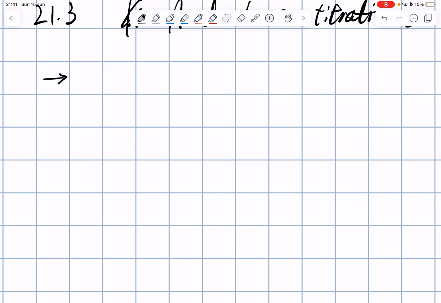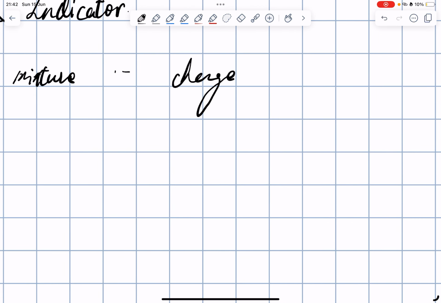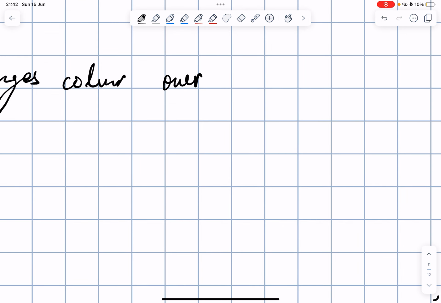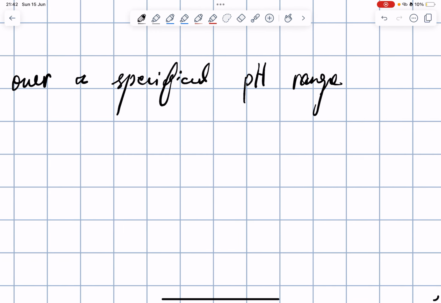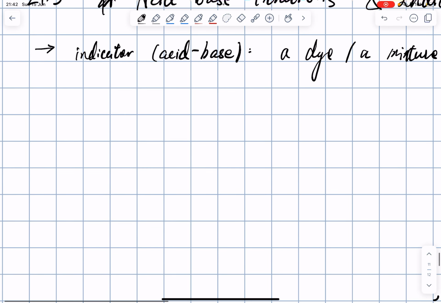So let's say indicator, an acid-base indicator. Here, it's a dye or a mixture of dyes that changes color over a specified pH range. For example, you have maybe used methyl blue. It changes color from yellow to blue at the end point of 7.0, I think, but it started to change color at a pH of 6.0 and stopped changing at a pH value of 7.6. So this satisfies our experience.